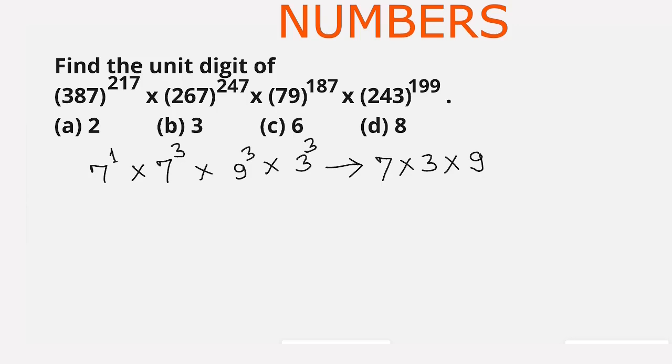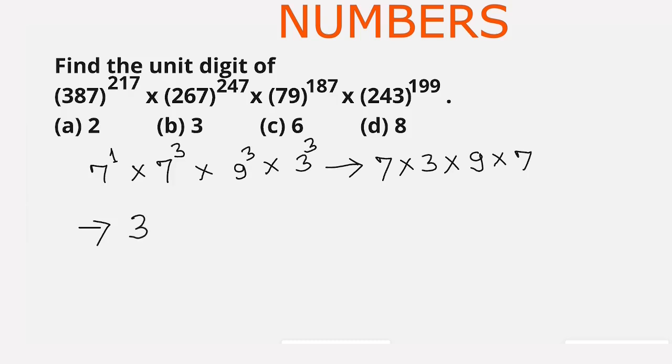Now next number is 3 to the power 3. We know that 3 to the power 3 is 27 and ones place of 27 is 7. So this is 7 multiplied by 3 multiplied by 9 multiplied by 7. 7 times 3 is 21. Ones place of 21 is 1. 9 times 1 is 9. Now the last is 7. 9 times 7 is 63. And ones place of 63 is 3.